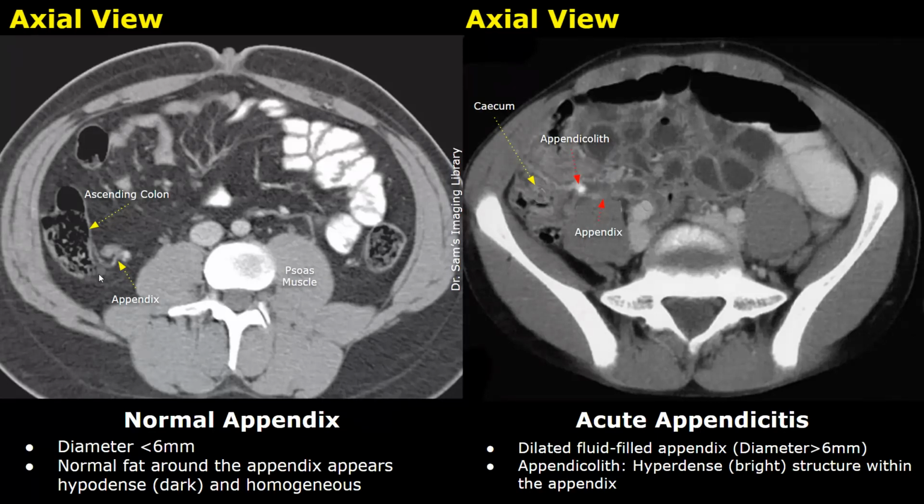Here is another case of acute appendicitis. This is the inflamed appendix. The hyperdense, bright structure is the appendicolith. Appendicolith always appears bright because it is a calcified fecal material. If an appendicolith is present, it becomes easier to locate the appendix.